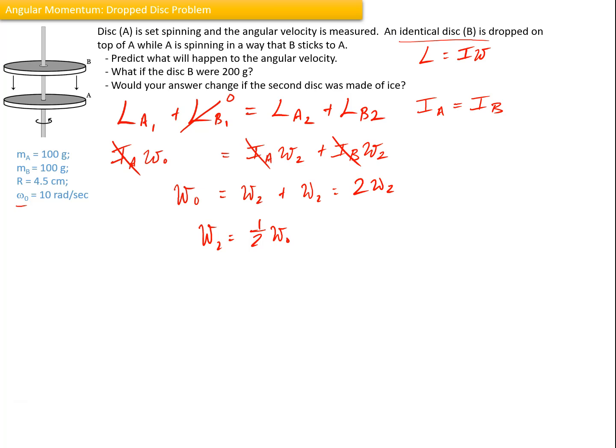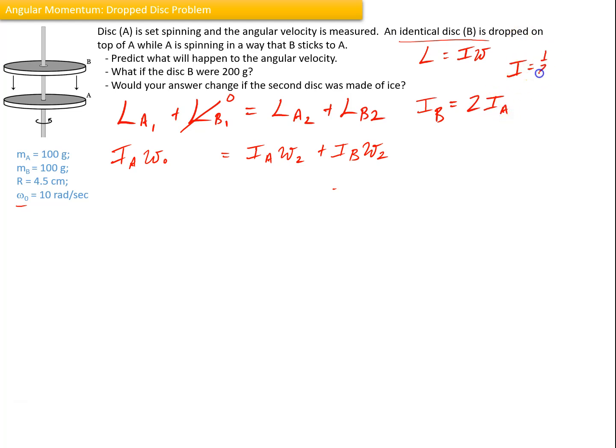Now, what if disk B were 200 grams? I'm just going to erase these to go back in time a little bit. My moments of inertia are not going to cancel out this time. This is not going to be true anymore, but I can say that the moment of inertia of object B is equal to twice the moment of inertia of object A, since the moment of inertia for a disk is 1/2 mr squared. They're the same size, they have the same radius, so the shape factor is the same. It's just that B has twice the mass, so it should have twice the moment of inertia.